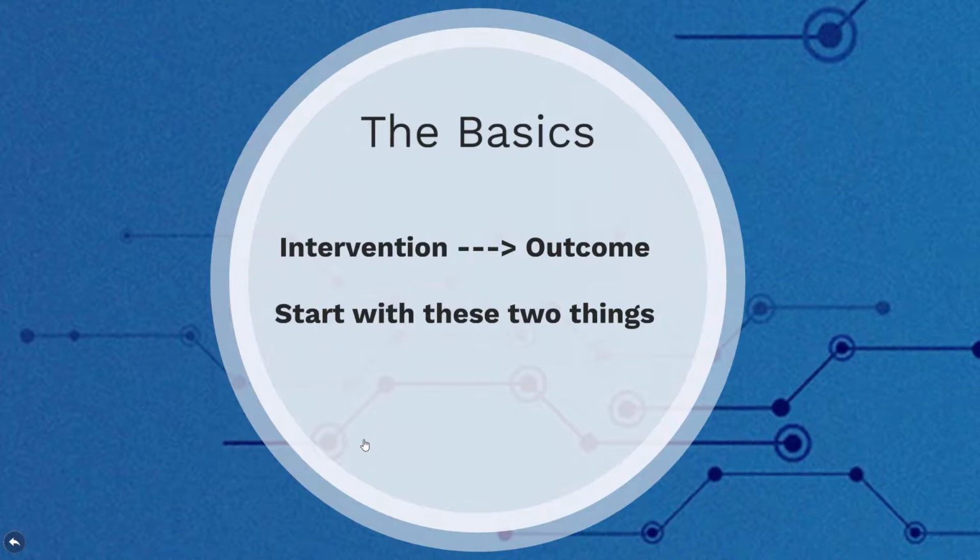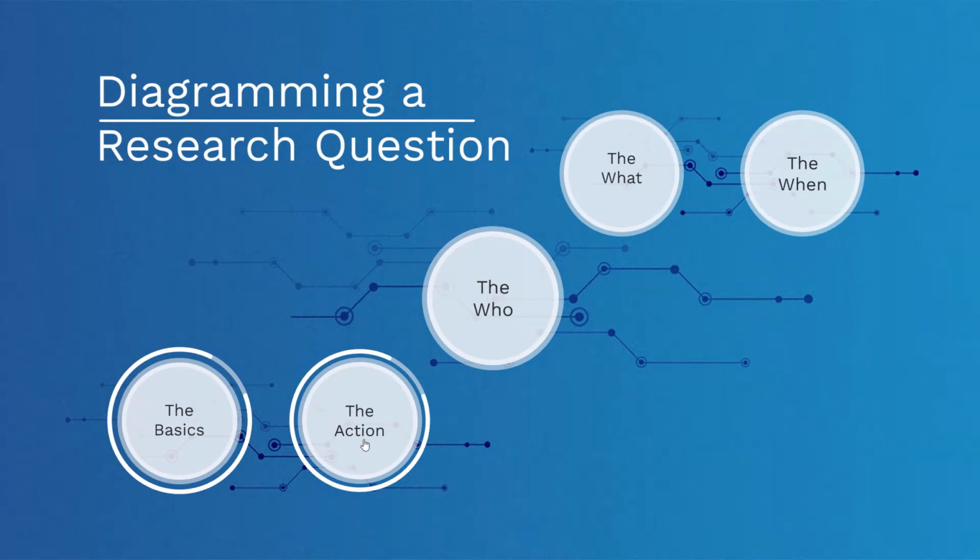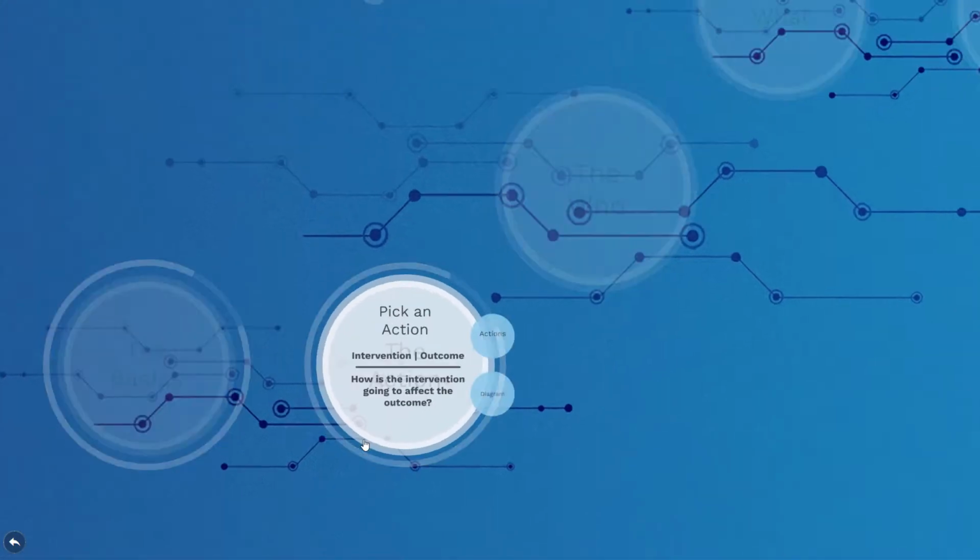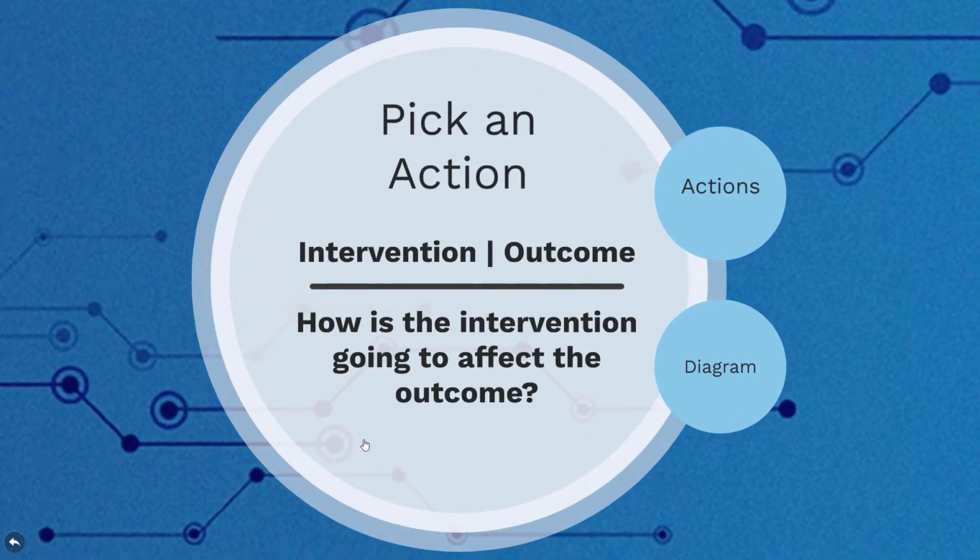So we'll start here with an intervention and our outcome. Start with those two things and put the intervention of your choice in the intervention section on your piece of paper and the outcome of your choice on the outcome section. Then we get to the action. So pick an action. We have our intervention and we have our outcome. How is the intervention going to affect that outcome?